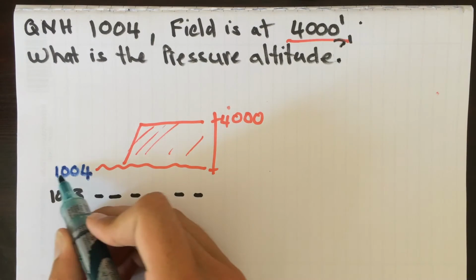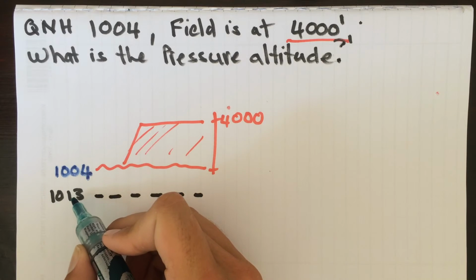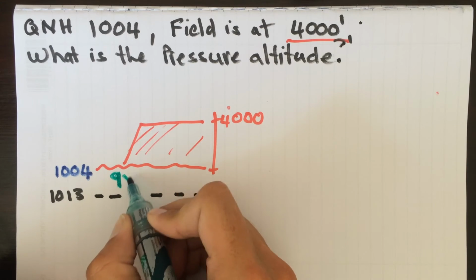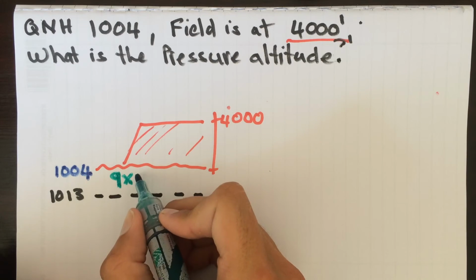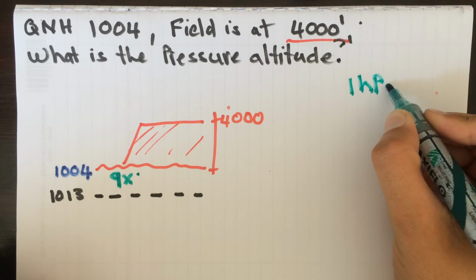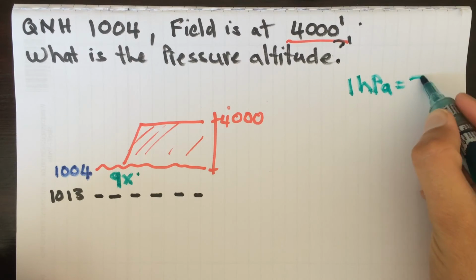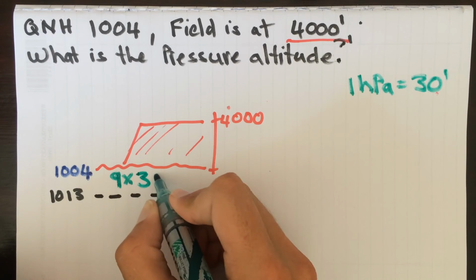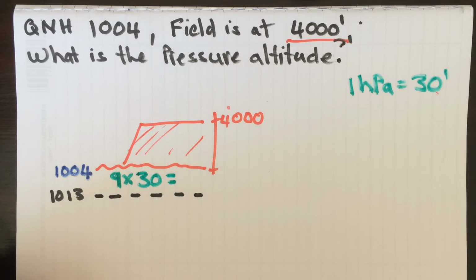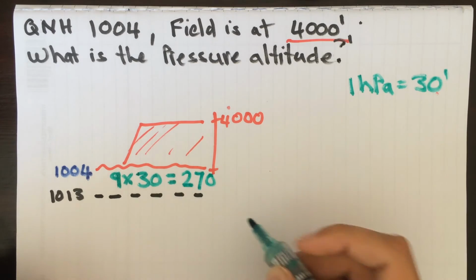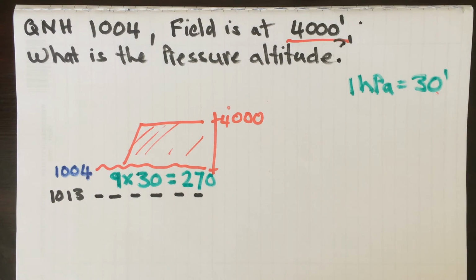So we've got 1004 and 1013, which is a difference of 9 hectopascals. Okay, times by how much? Remember, 1 hectopascal is equal to 30 feet. So that means we're going to get an answer of 270. Okay, so there's our answer there, 270.